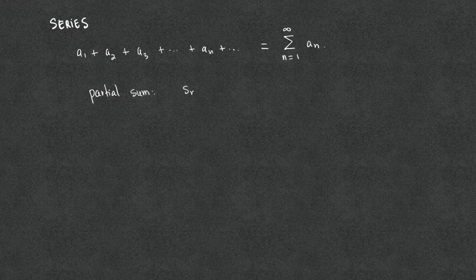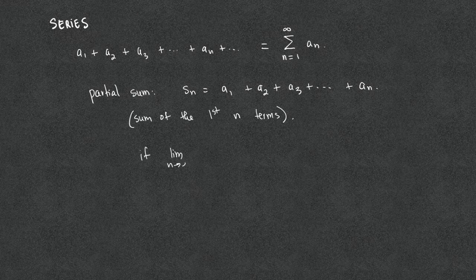Series. Loosely put, a series is the sum of the terms in a sequence, which is denoted using the sigma notation, n going from 1 to infinity, a sub n. We determine the convergence of the series by looking at the partial sum s sub n, where s sub n is the sum a sub 1 plus a sub 2 all the way to a sub n. This is the sum of the first n terms.